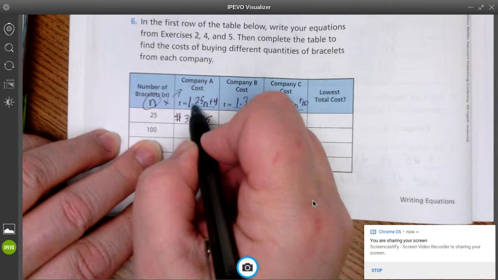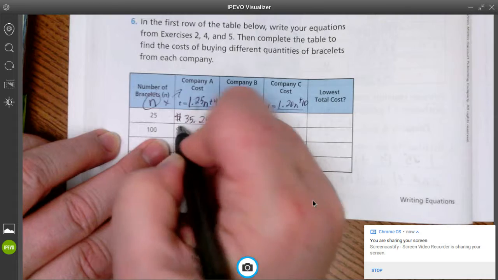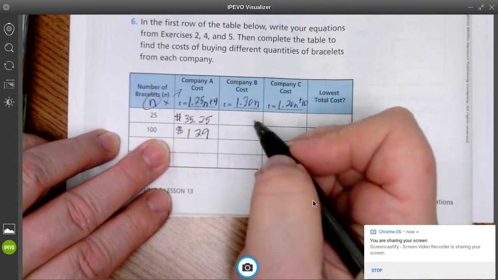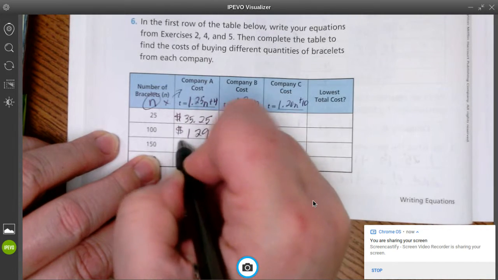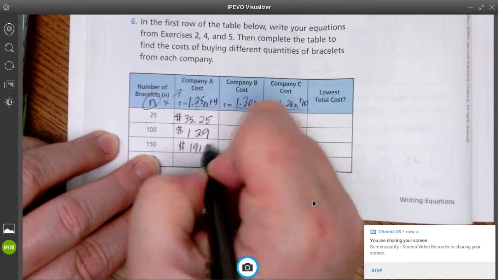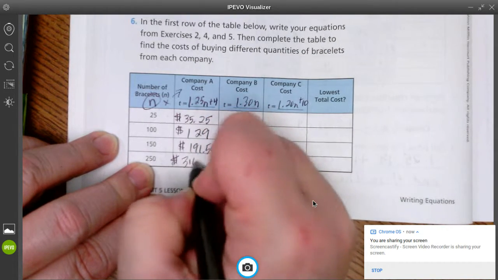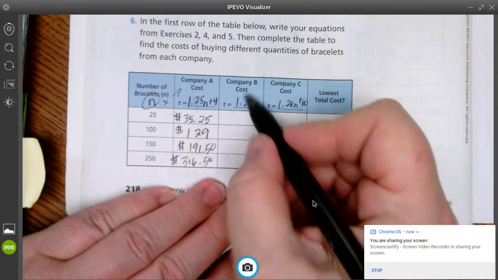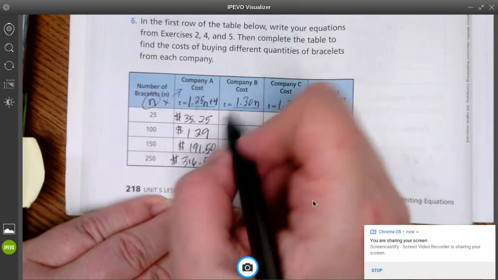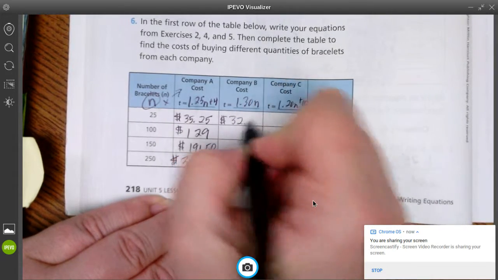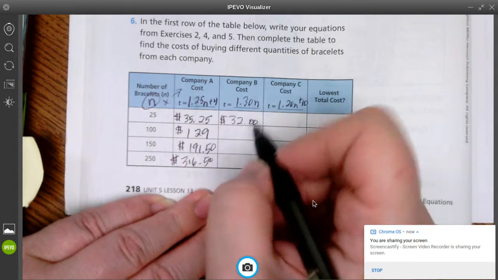Okay, if we multiply $1.25 times 100 and add 4, it's just going to become $129. For 150, if we multiply that and add 4, we get $191.50. The last one would be $316.50. All right, let's try company B. $1.30, no shipping, times 25 is $32. I bet you predicted like me that company B is going to be the best bet.